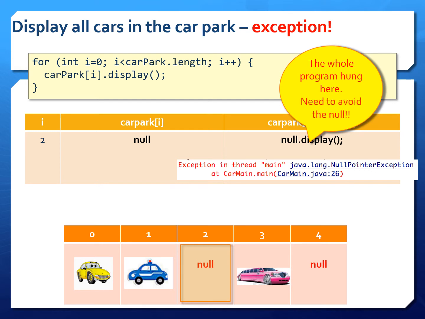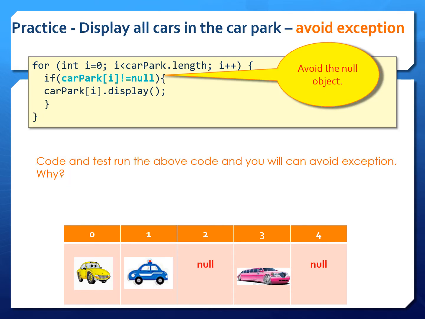We need to avoid the null object in the loop in order to avoid the null pointer exception. We can insert an additional if statement to check if the current object is not null. If the object is not null, then we call the display method. Pause the video and modify your code to include this if checking statement. You should not get any exception this time round.